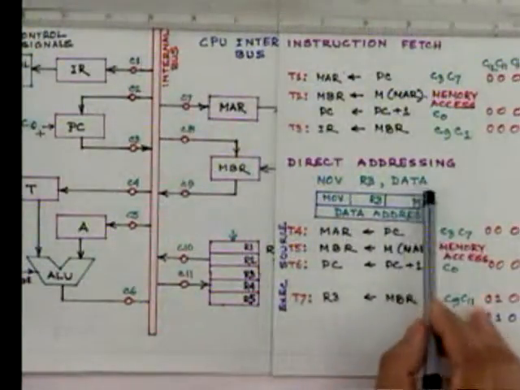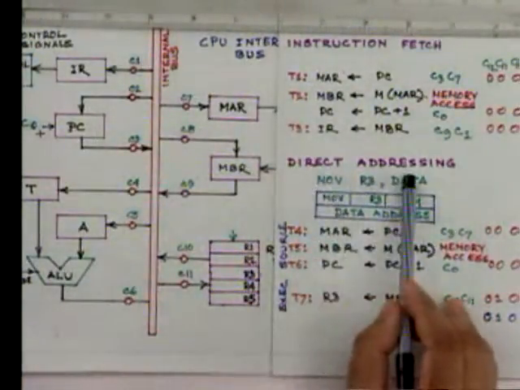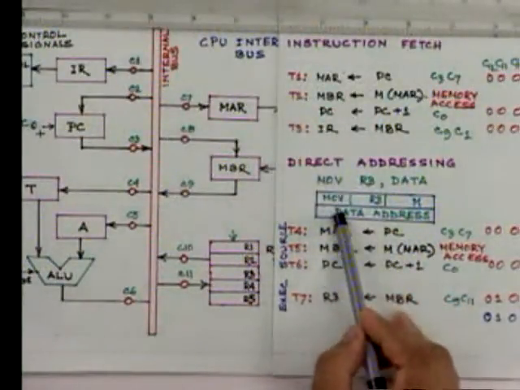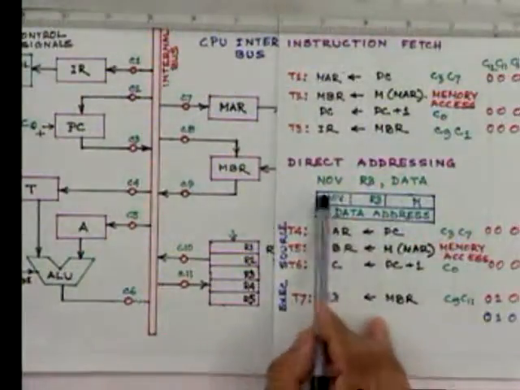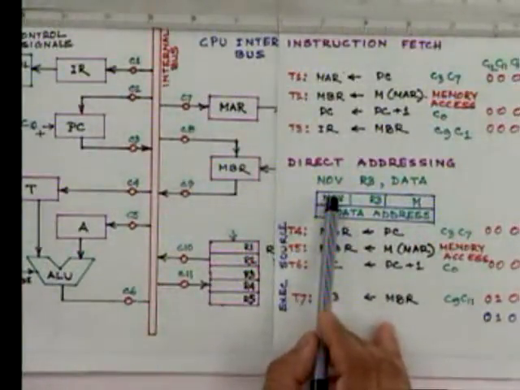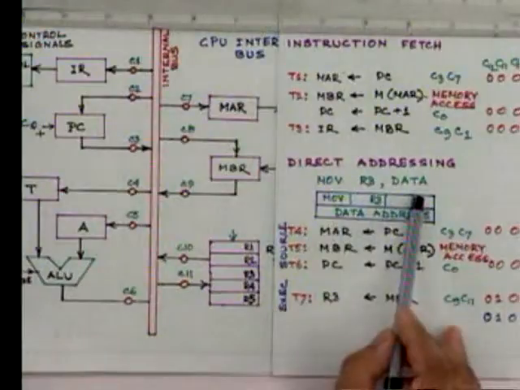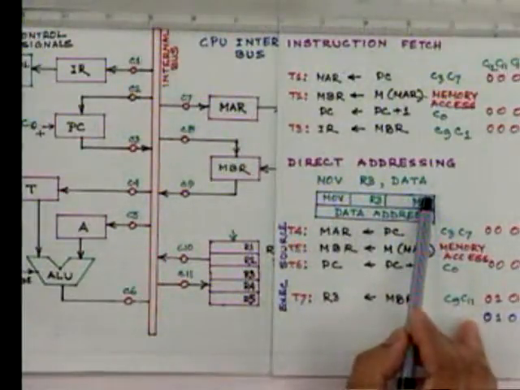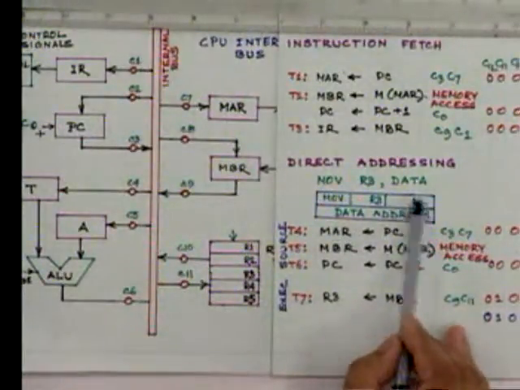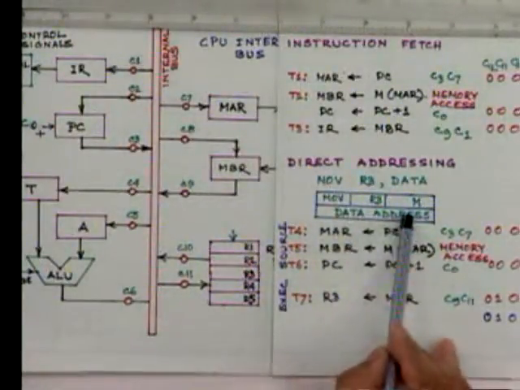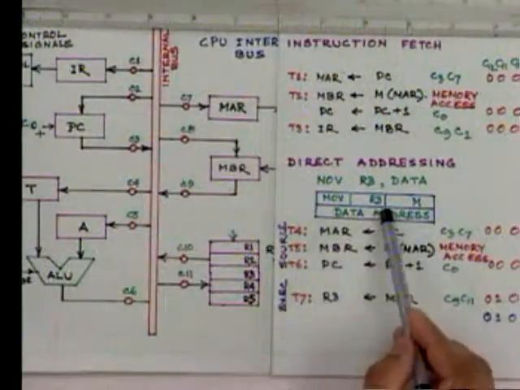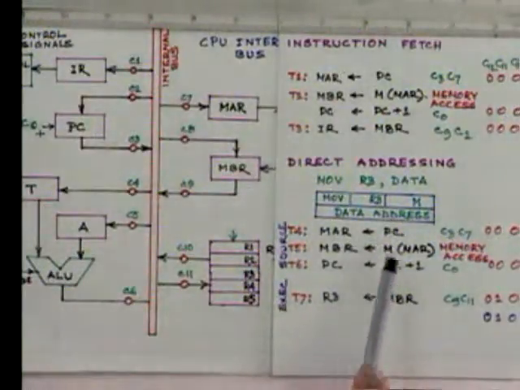Let's assume that this instruction is translated into 2 words. One is the instruction word which contains the move to register R3, and this means that memory direct addressing is involved, and the direct address is kept in the next word. This is the address for the data. Now, let's see what are the micro steps that are involved here.